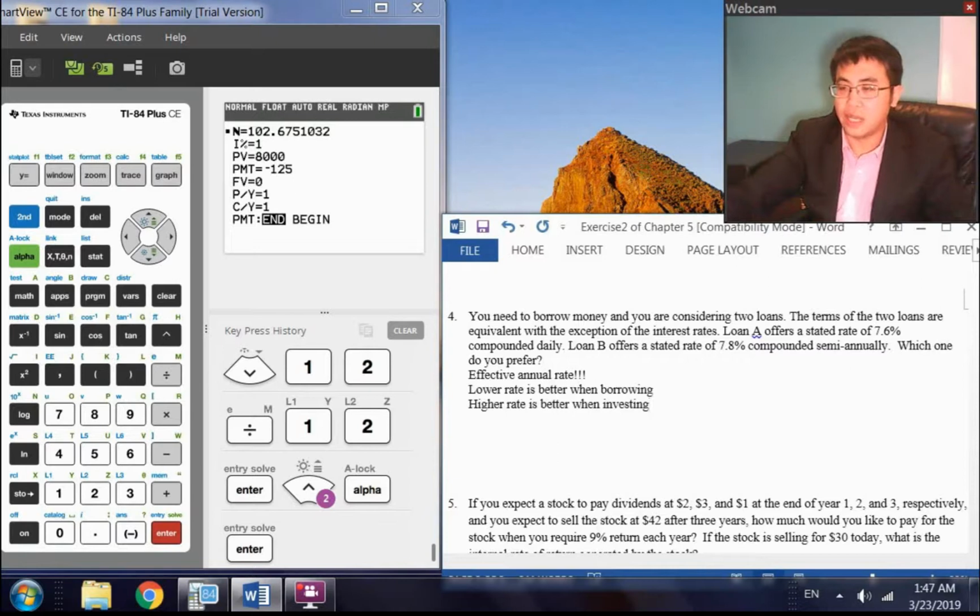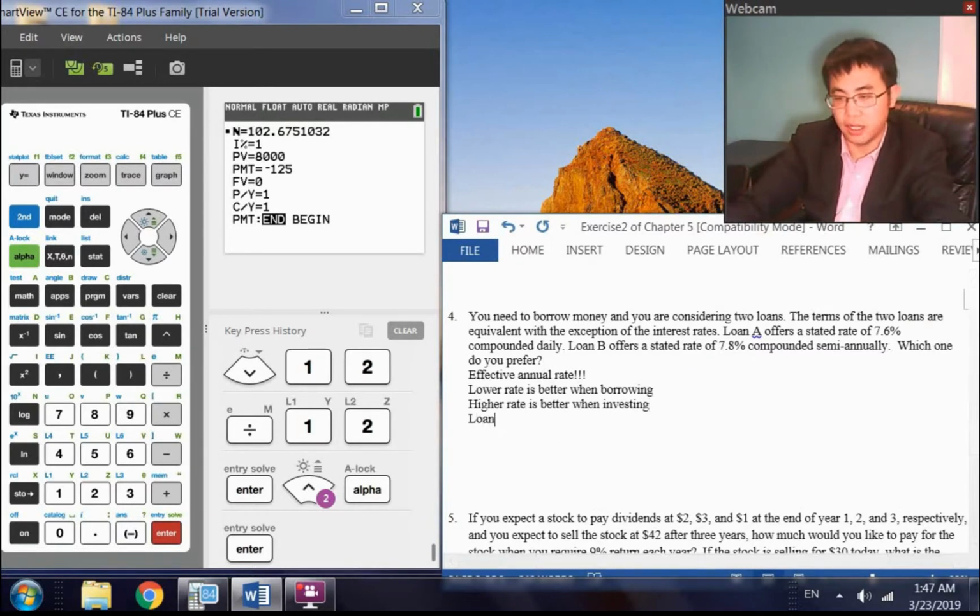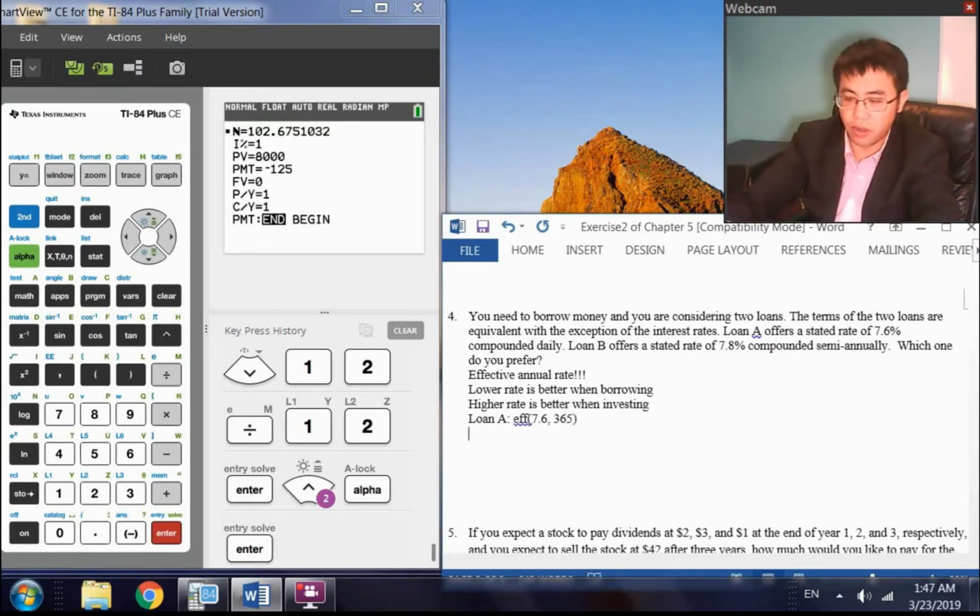And to calculate the effective rate is actually pretty easy. Let's just do loan A. For loan A, the stated rate is 7.6%. So you're gonna put a 7.6 in your calculator, and then if it's compounded daily, the frequency should be 365. Okay, that's number of days in a year. And for loan B, the effective rate will incorporate the 7.8%, the annual rate or stated rate, and the frequency is 2 since it's a semi-annual compounding.